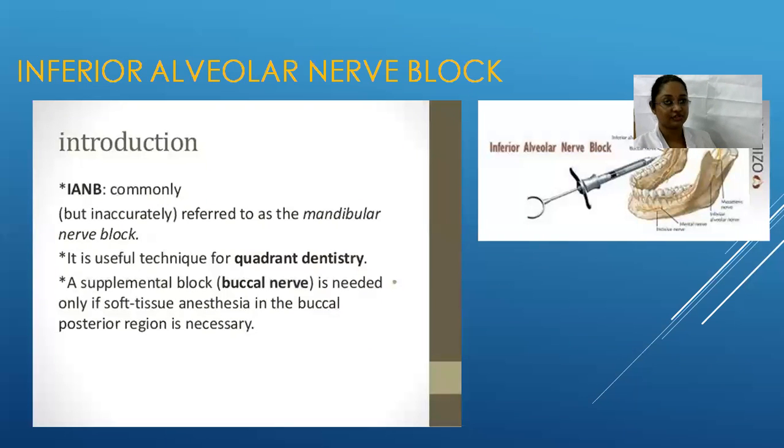Coming to the classic inferior alveolar nerve block, it is also known as the mandibular nerve block, and it is useful in the technique of quadrant dentistry. Usually, a supplemental buccal nerve block is given when we have to extract the mandibular molar area, because the soft tissue anesthesia is mainly by the buccal nerve.